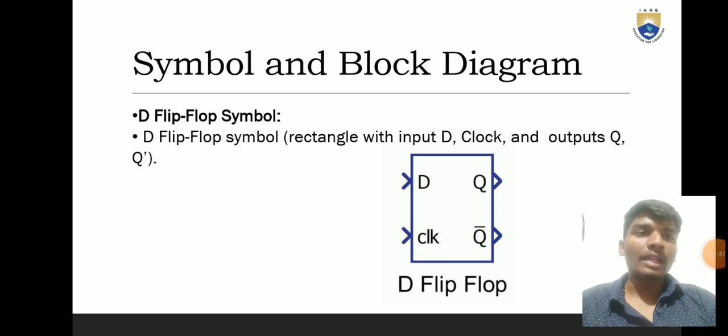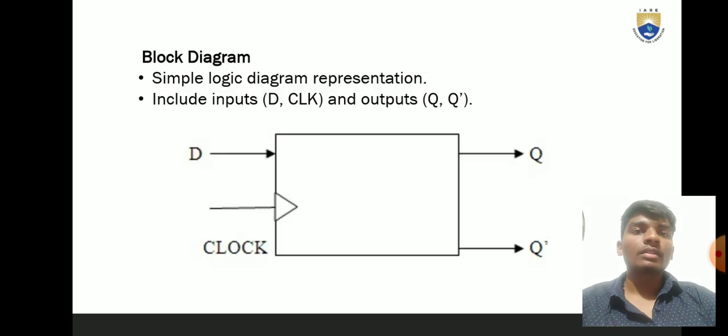The symbol and block diagram. So the D flip flop symbol is a rectangular symbol with inputs D and clock, and outputs Q and Q dash. This is a block diagram of D flip flop. D is the input, C is the clock, Q is the output, Q dash is also an output. It is a simple block diagram representation which includes D, clock, and outputs, that is Q and Q dash.